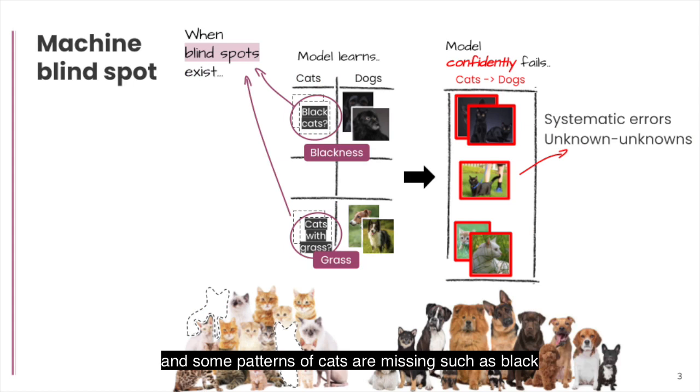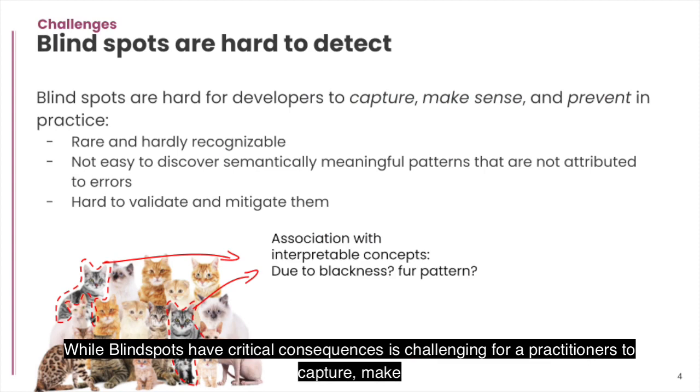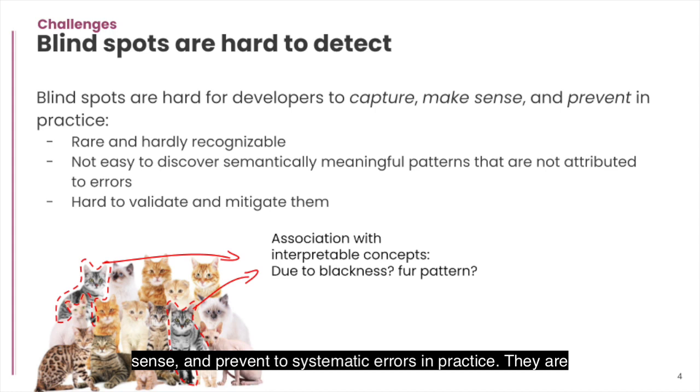When some patterns of cats are missing, such as black cats or cats with grass, which are called machine blind spots, a model will learn spurious associations that are likely to confidently fail over cat images, leading to systematic errors or anomalies. While blind spots have critical consequences, it is challenging for practitioners to capture, make sense of, and prevent systematic errors in practice. They are rare and hardly recognizable, and tools are not readily available for them to discover semantic patterns associated with their errors and to validate and mitigate them.